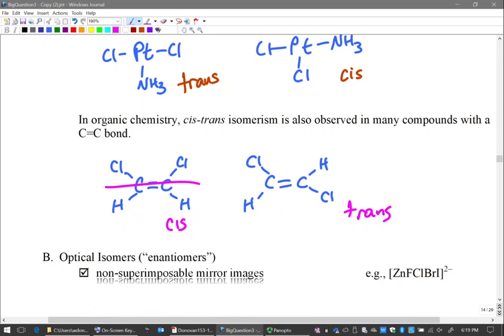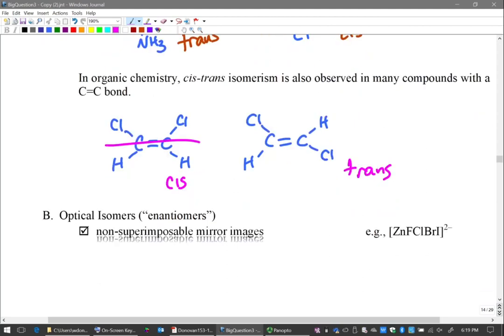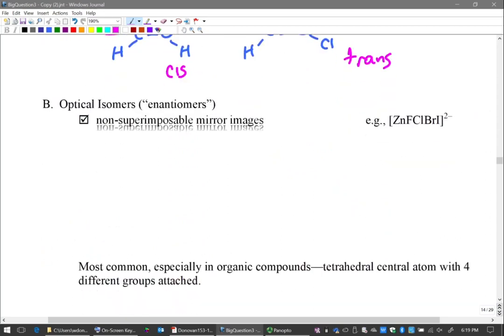Where do you see a square planar carbon atom? Never, right? So cis-trans in organic chemistry is different. It's not square planar stuff, it's double bonded. But it's the same idea: same types of bonds, different arrangement in space. Now the last one, we're going to introduce this today while we have the models. We're not done talking about this kind of isomerism today. We're going to discuss it on Thursday as well.